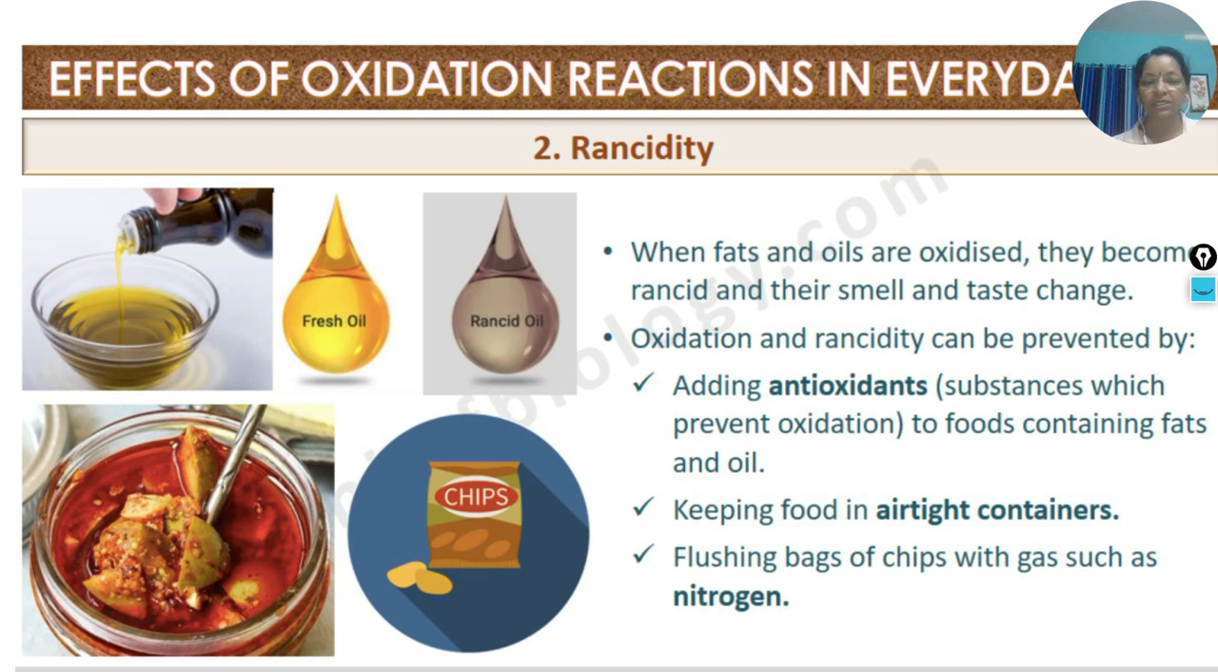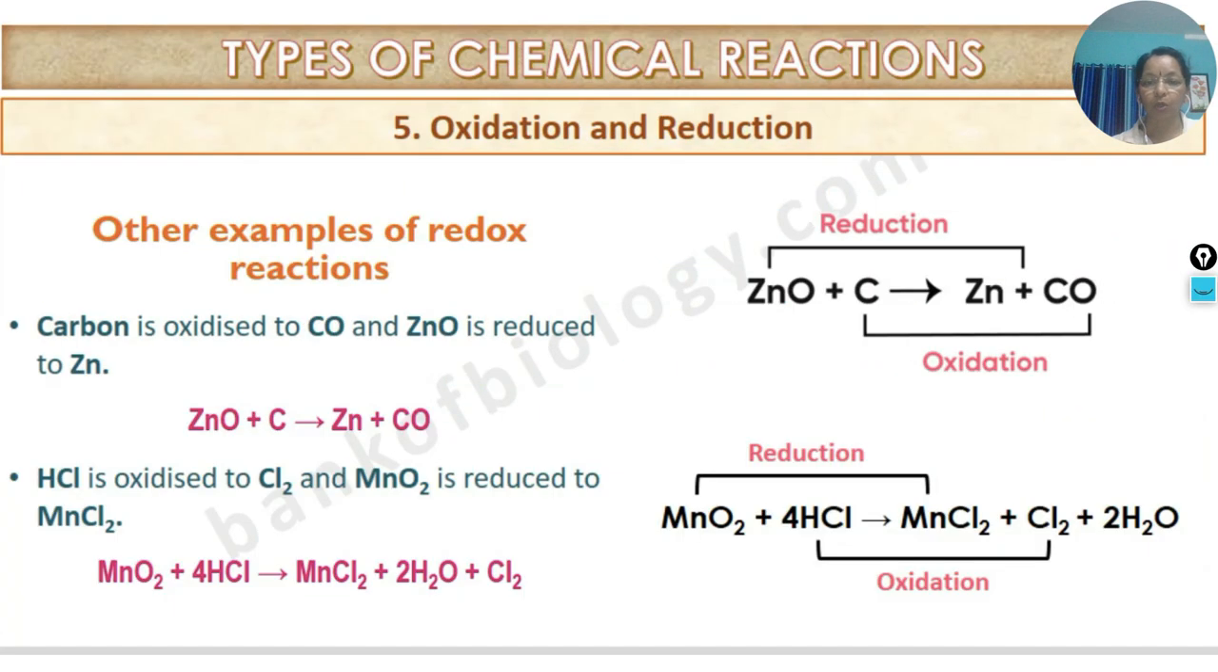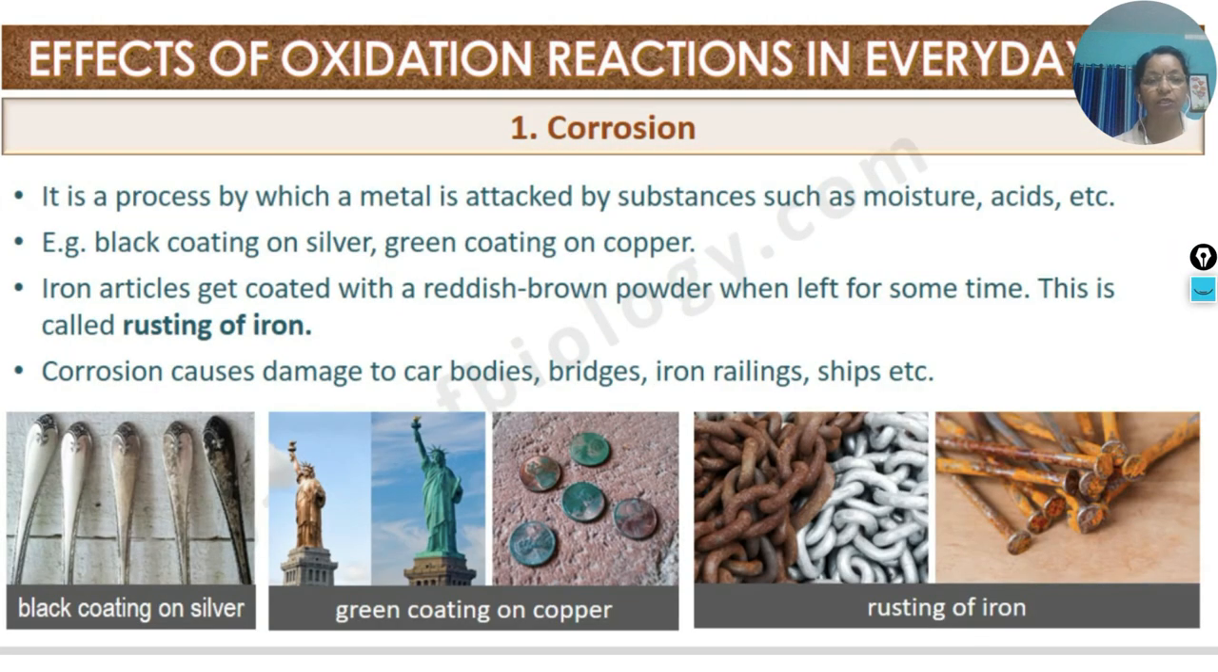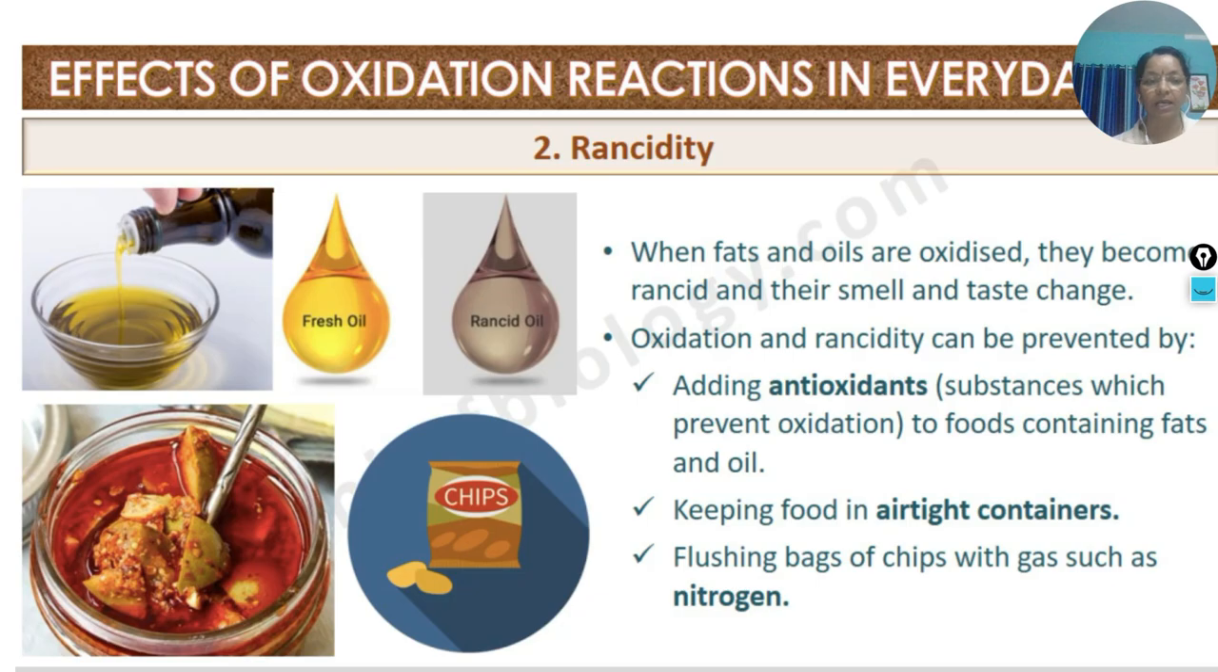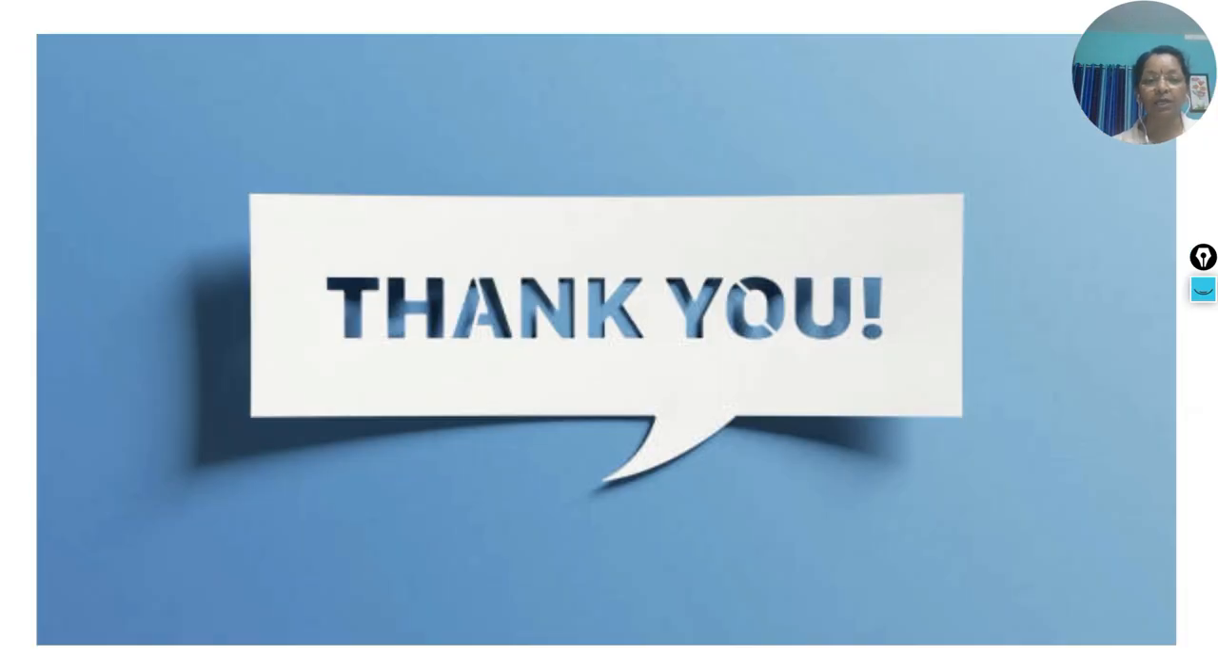So in this chapter, we learned the 5 different types of reactions, then redox reaction examples, the effects of oxidation reactions, and rancidity. The examples and board questions we'll be discussing in the coming video. Thank you.